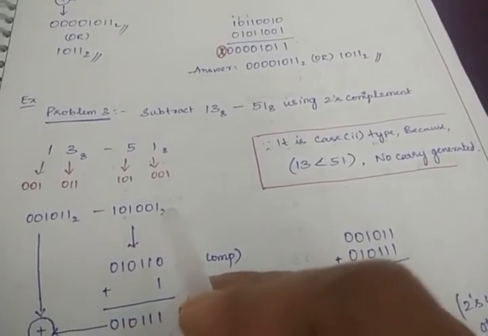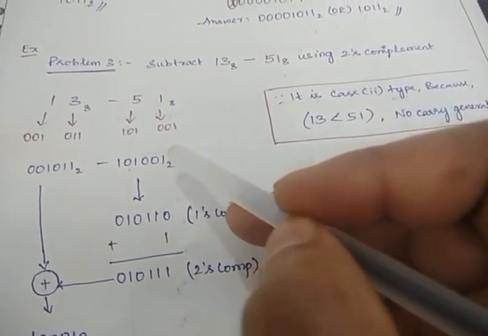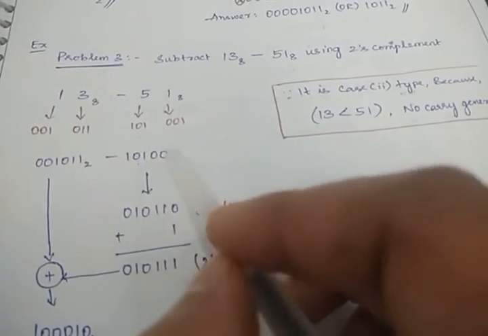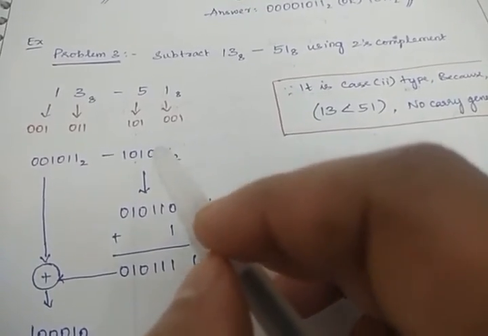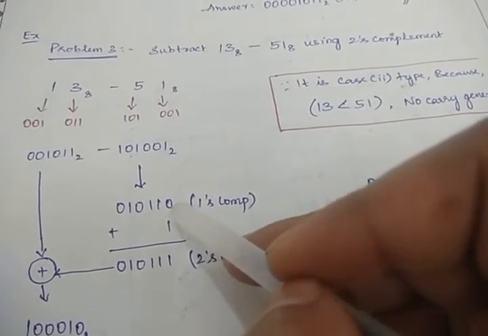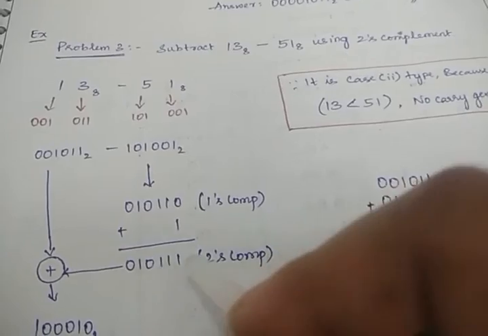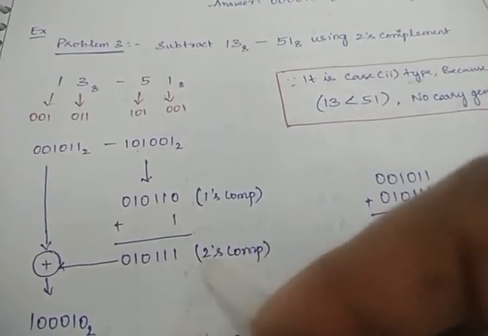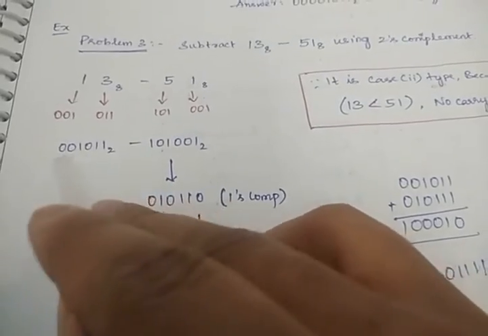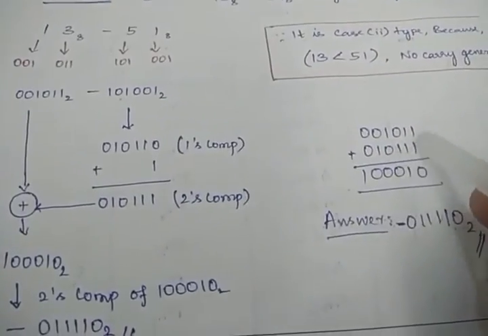Now I have the binary values, and this is the second number. So we need to calculate the 2's complement of this number. First we'll calculate the 1's complement value, 010110, and add 1. Then you will get 010111. This is the 2's complement value. Add this 2's complement value with the first number. We'll see that addition I have given here.